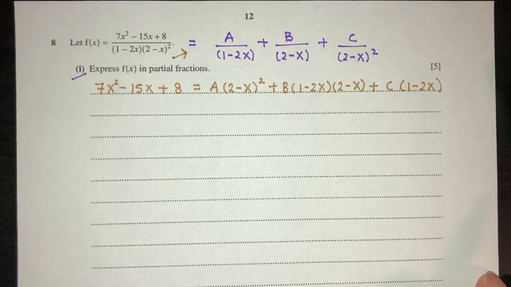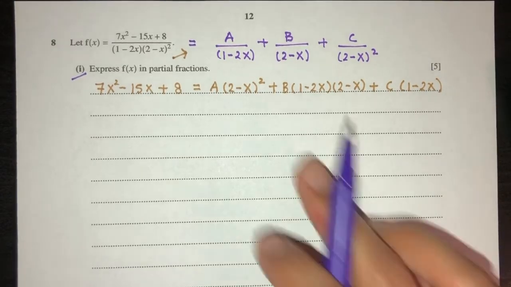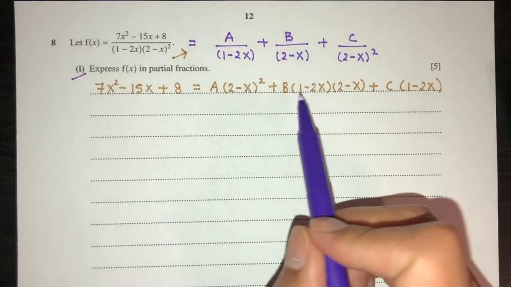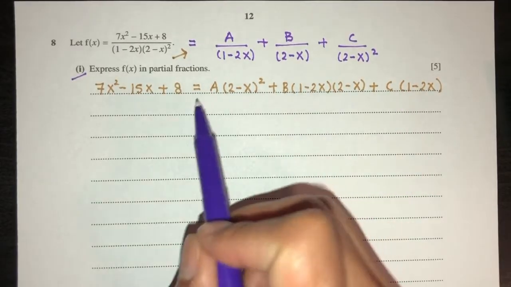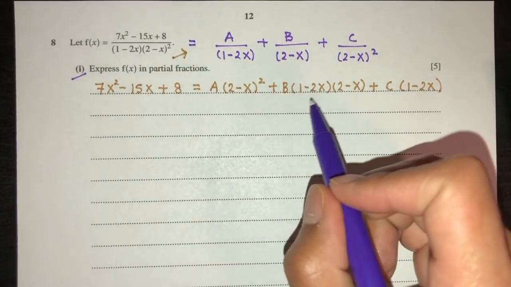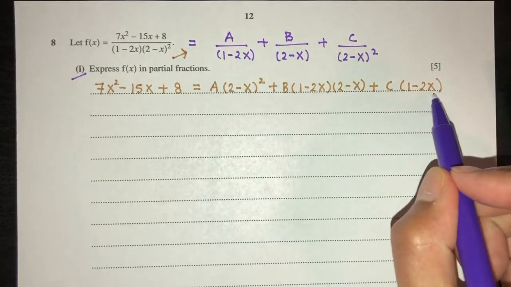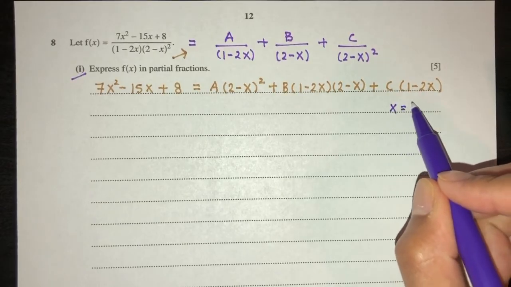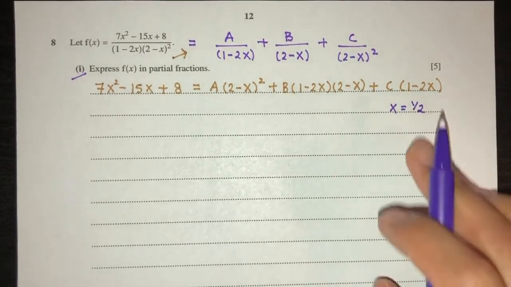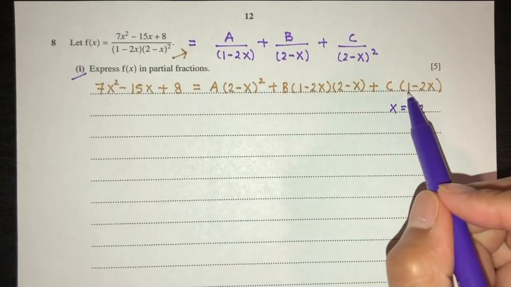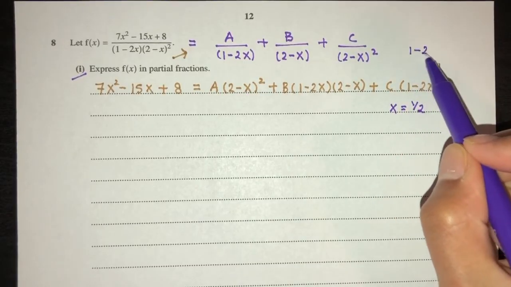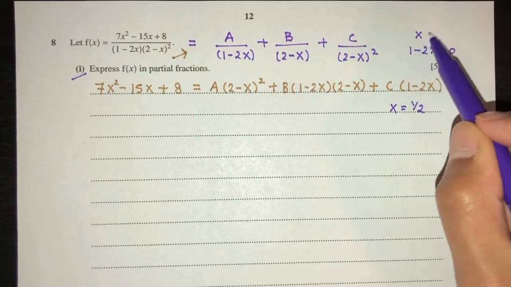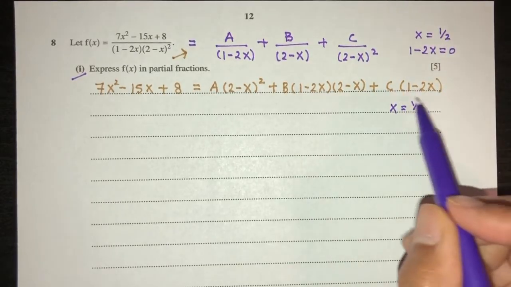So the trick we can use here is we can try to eliminate 2 of them to find the one value. So let's say I want to eliminate B and C to find the value of A. So I can look inside here, they have the same factor, right? So I say let x equal to half. So how did I choose half? I take the value inside, which is 1 minus 2x, equate to 0, and find the value of x. So x will be half. So that's why I choose half.